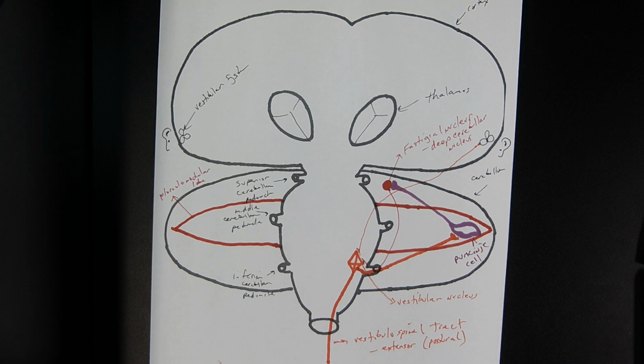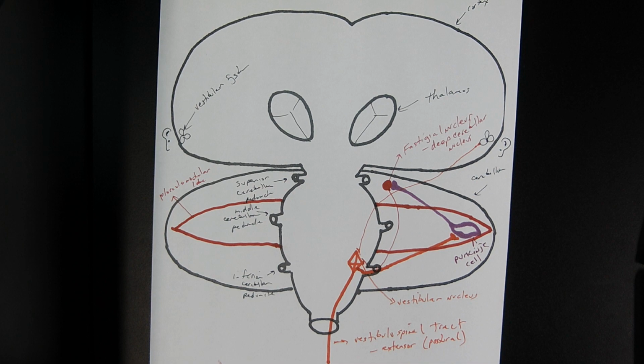But overall, like I tried to show before, there's always going to be a deep cerebellar nucleus associated with a particular functional region. There's always going to be a Purkinje cell associated with that functional region. And then the afferent information coming in is going to vary a little bit, and the efferent is going to vary a little bit.